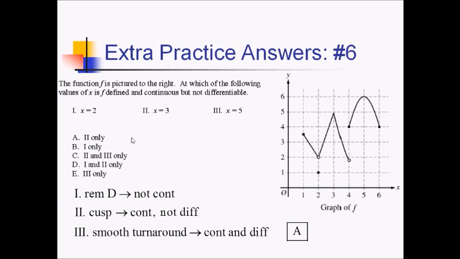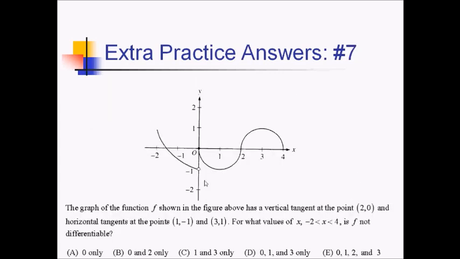For this problem, we have a graph of f, and they're telling us that we have a vertical tangent at the point (2, 0), and horizontal tangents at, let's see, (1, -1), and (3, 1). For what values between negative 2 and 4 is f not differentiable?